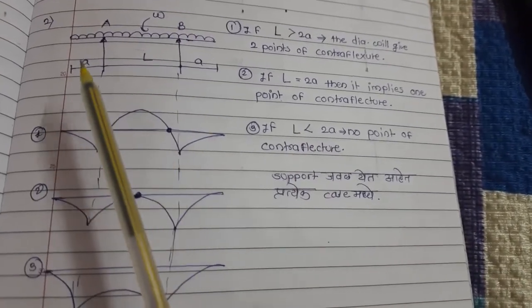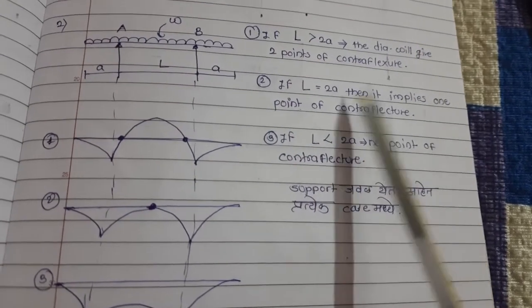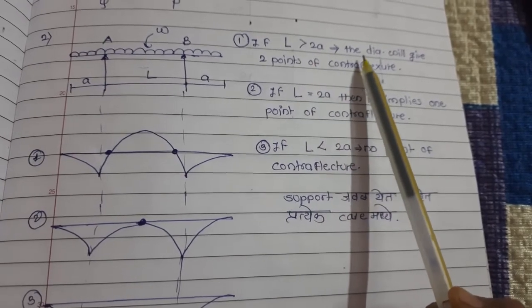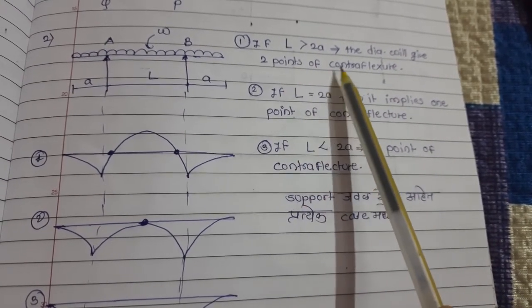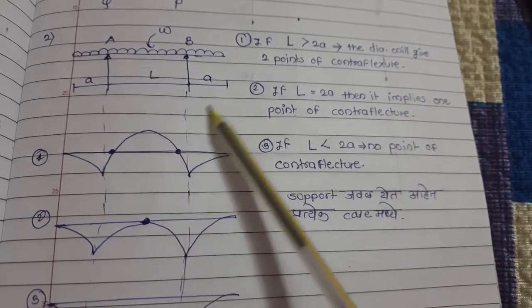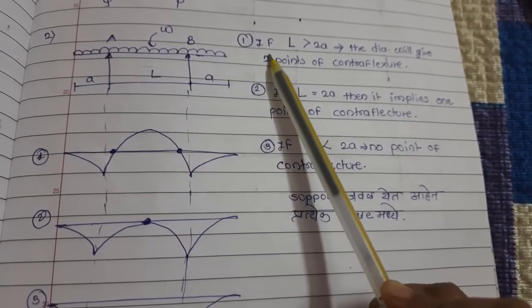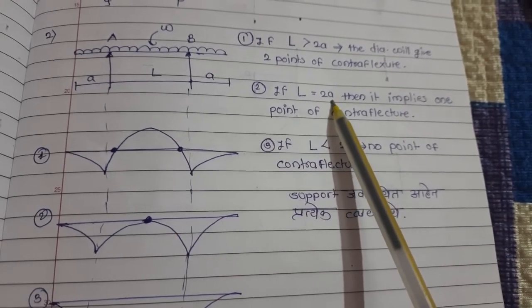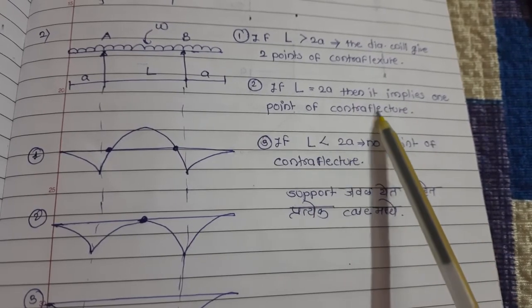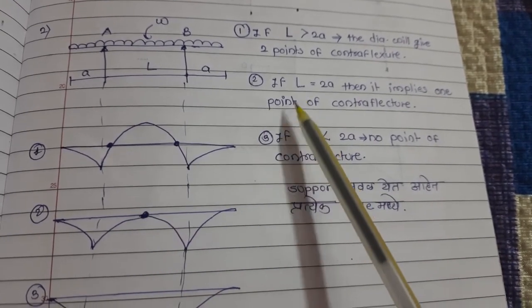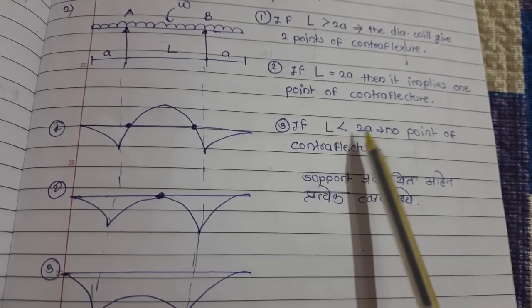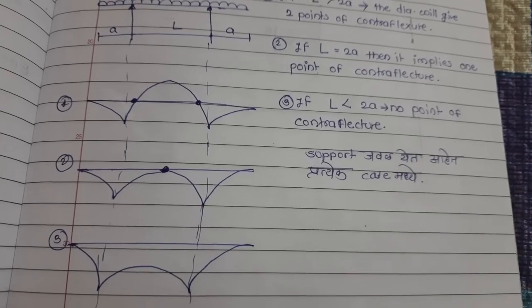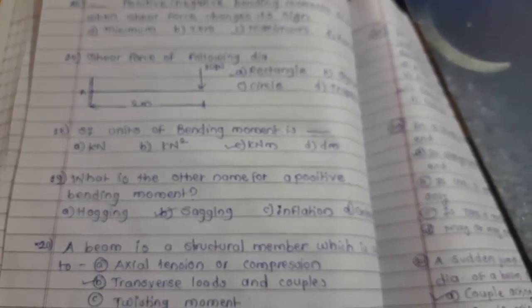See, in this case, if L is greater than 2A, the diagram will have 2 points of contraflexure. If L is equal to 2A, then it implies 1 point of contraflexure. If L is less than 2A, there is no point of contraflexure. We will discuss MCQs in the next lecture.